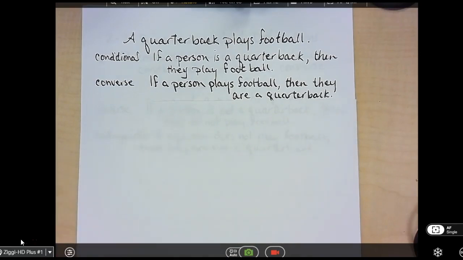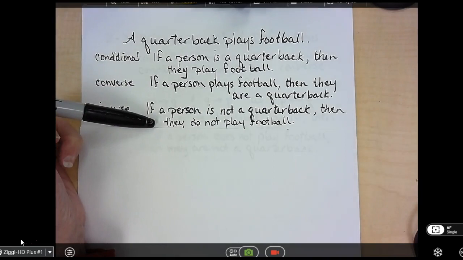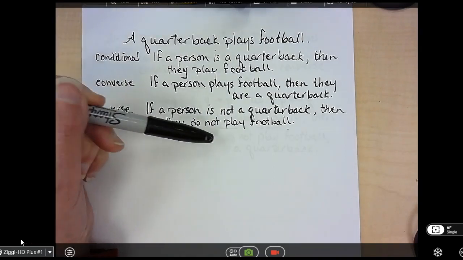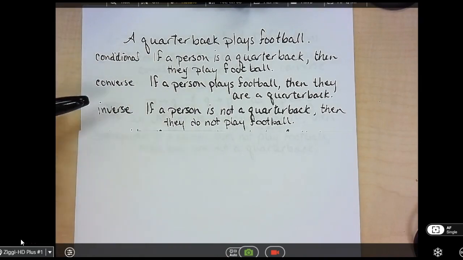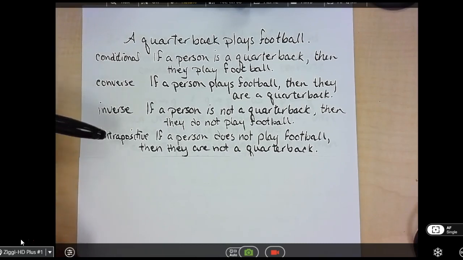If we were to write the inverse of that, then we negate the P and Q. So we go back to the original. If a person is not a quarterback, then they do not play football. Contrapositive is negating the converse. If a person does not play football, then they are not a quarterback. And those are your notes for 2-2.